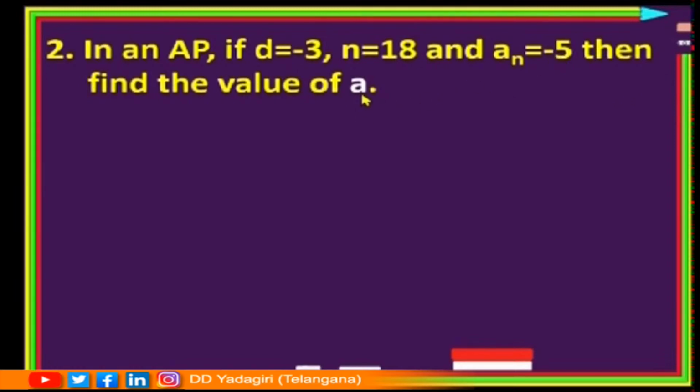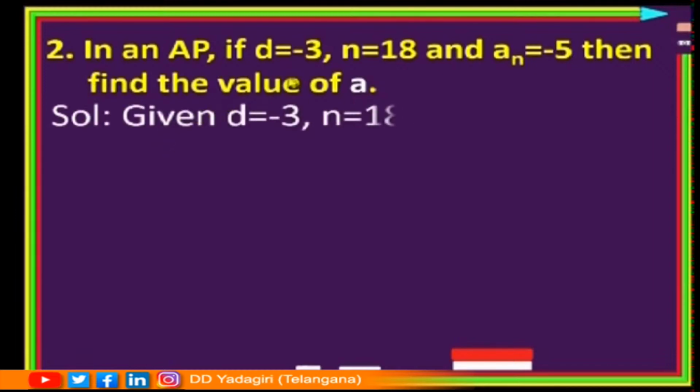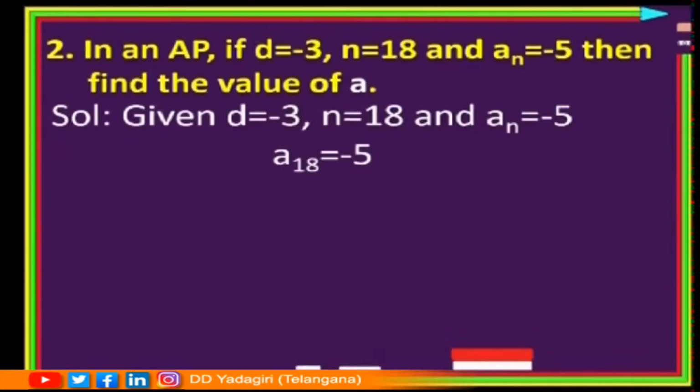So by using the same formula we can find it. The given values are d is equal to minus 3, n is equal to 18 and an is equal to minus 5. That is nothing but a18 is equal to minus 5, right. From the formula an is equal to a plus n minus 1 into d, what is a18? a18 is a plus 17d. So a plus 17d is equal to minus 5.